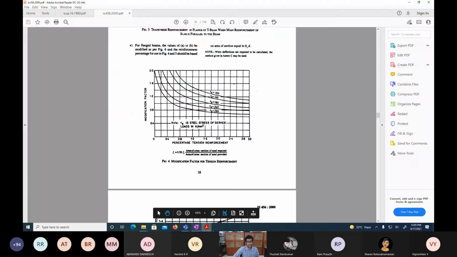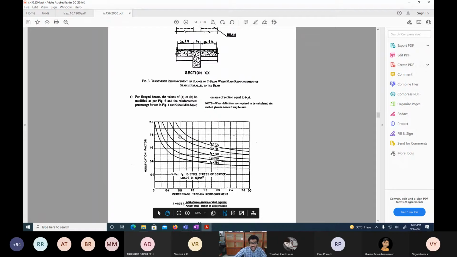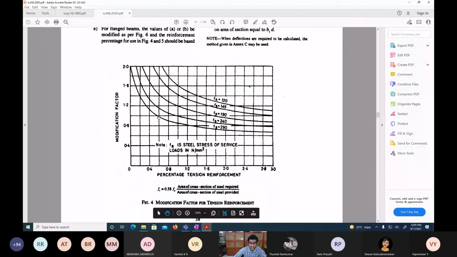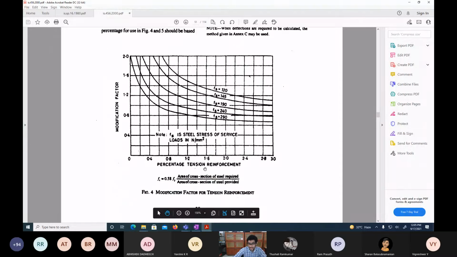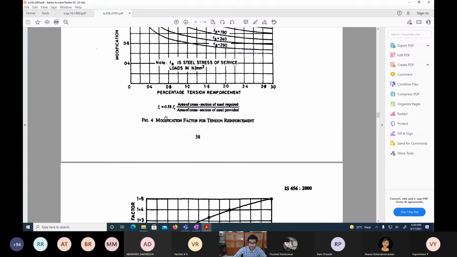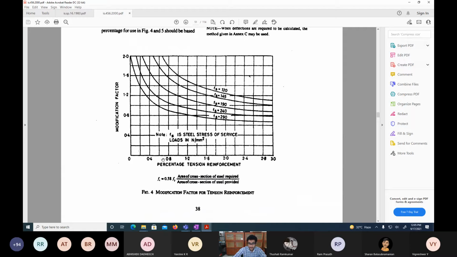You open IS 456. If you're able to see my IS 456 now, you can see this page. I'll maybe make it a little bit bigger. Okay. So you have two figures. One is the modification factor for tension reinforcement, and another is the modification factor for compression reinforcement. So here we need to first pick out some. The figure number 4 can be used for both singly reinforced and doubly reinforced beams.